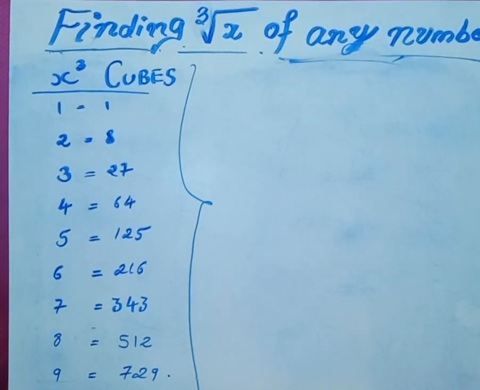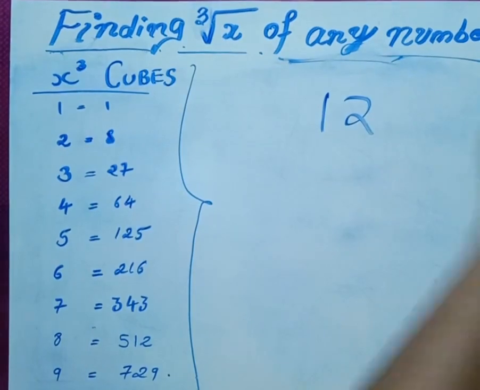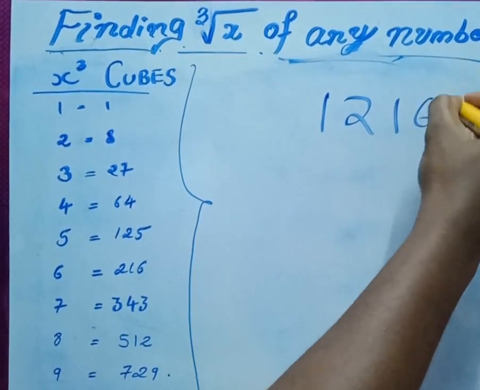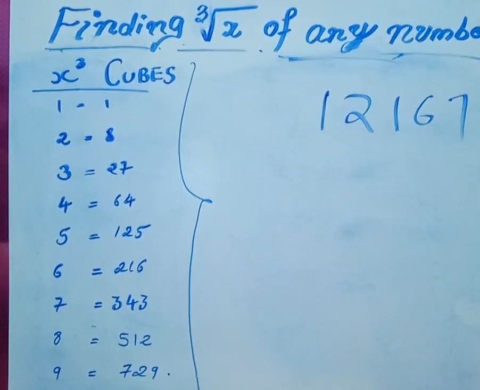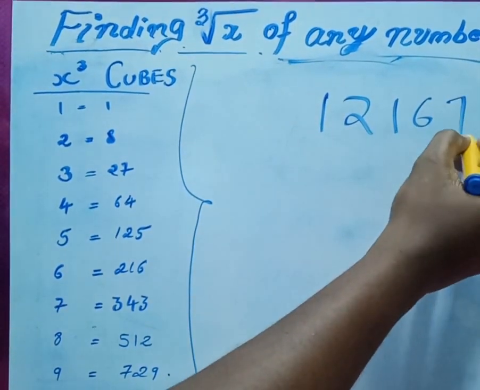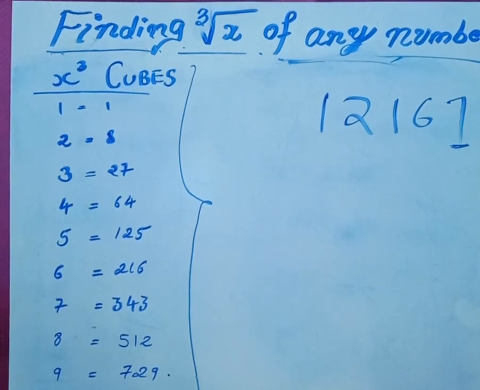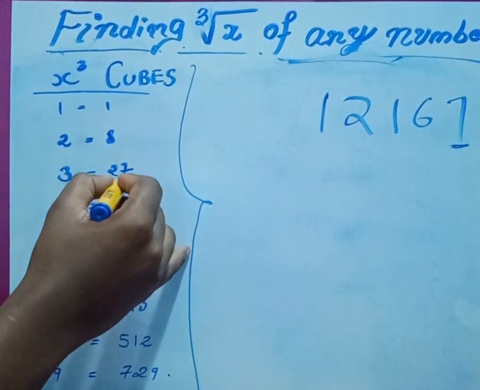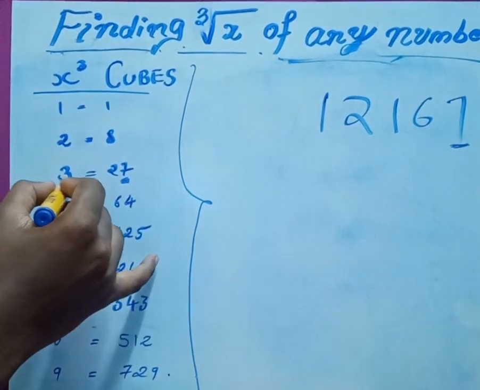So let me teach you a number like 12167. So guys, here 12167. We have to find the cube root of this number. Similarly, guys, see the unit digit. Here we have 7. So see where you will get the unit digit 7. Only one number, guys, that is 3. 27 is a cube of 3. So write 3.